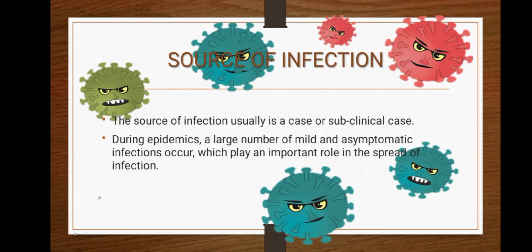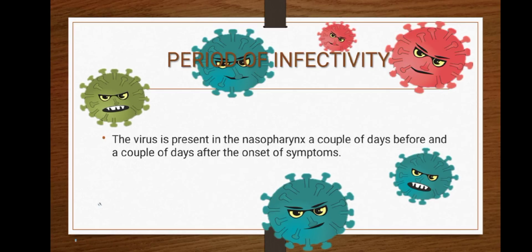Next is the source of infection. The source of infection usually is a case or subclinical case. During epidemics, a large number of mild and asymptomatic infections occur, which play an important role in the spread of infection. Next is the period of infectivity. The virus is present in the nasopharynx a couple of days before and a couple of days after the onset of symptoms.